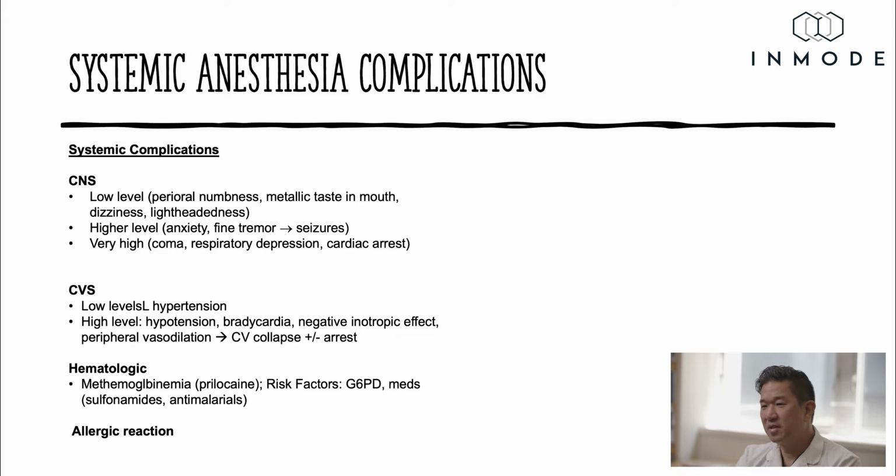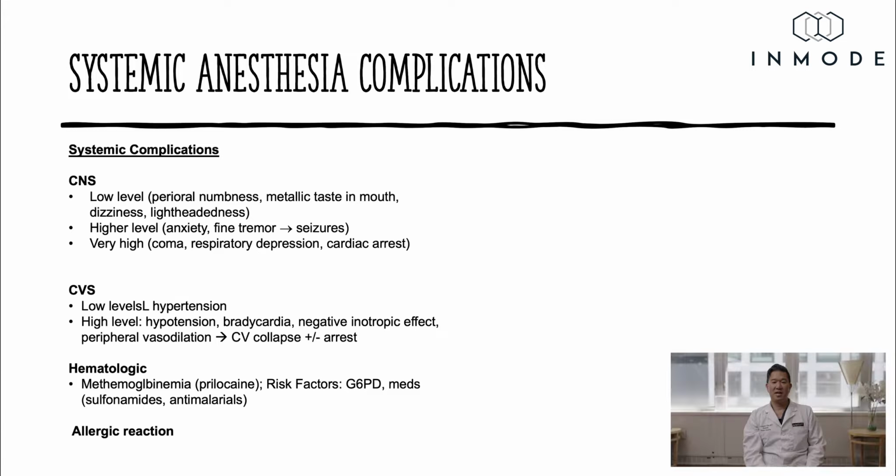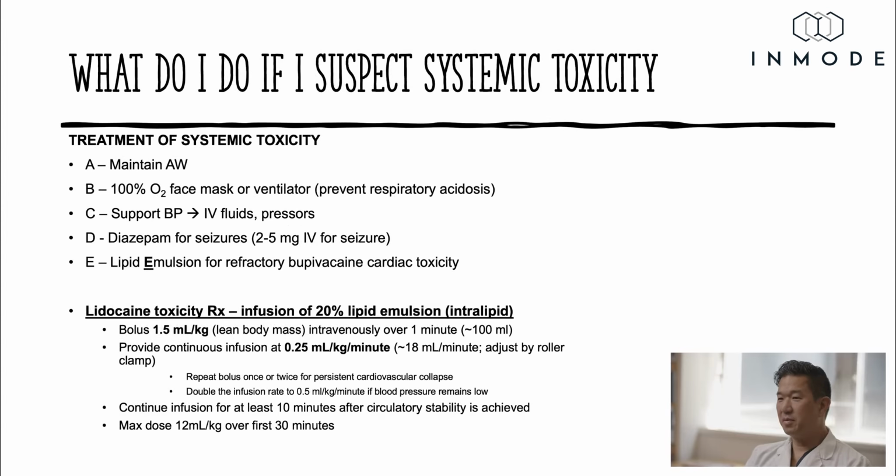First, central nervous system symptoms such as dizziness, perioral tingling, as well as a higher level of anxiety may occur. At higher toxic levels, cardiovascular symptoms and signs may occur, which include hypotension, bradycardia, decreased stroke volume, and peripheral vasodilatation, which may all contribute to cardiovascular collapse. Of course, the most important thing to avoid this complication is proper preparation and preoperative evaluation. However, if these do occur, the practitioner must be acutely aware of what to suspect.